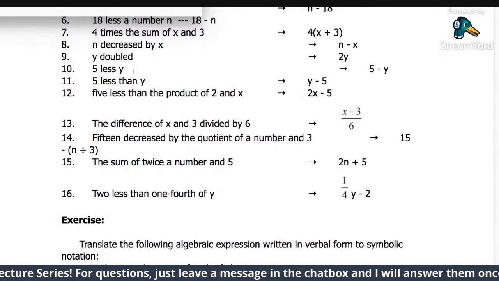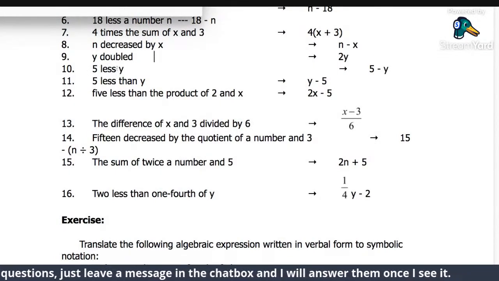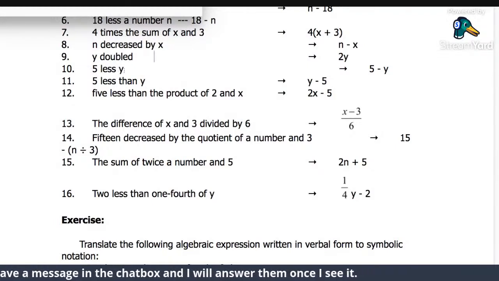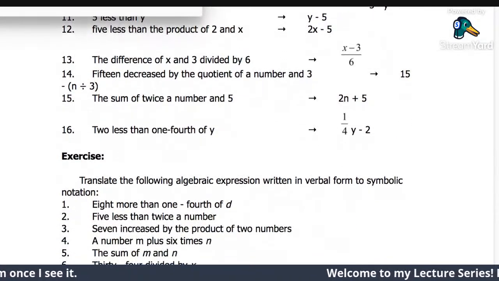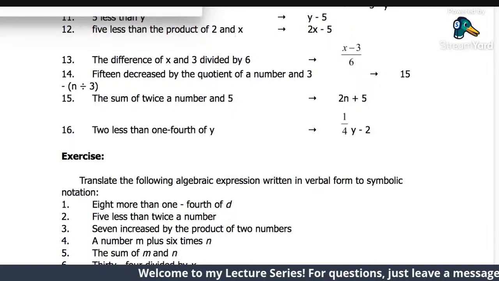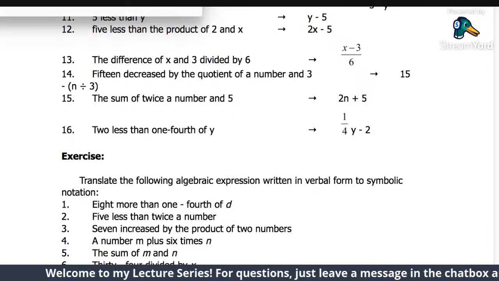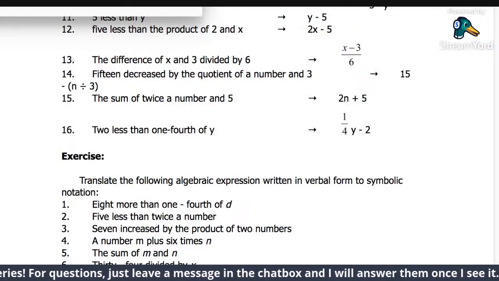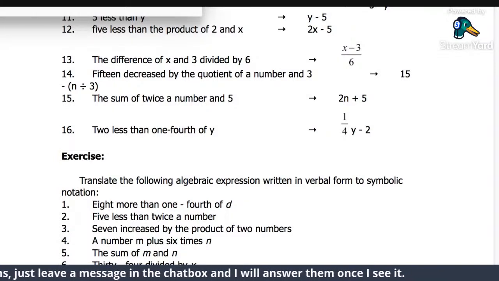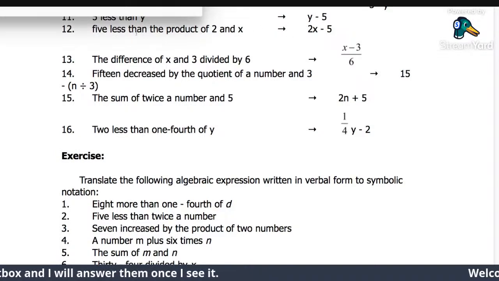Then we have 5 less y. So this is my earlier example. 5 less y is 5 minus y. 5 less than y is y minus 5. Then we proceed. 5 less than the product of 2 and x. So you have 2x, the product of 2 and x is 2x. Since we made use of less than, so that's minus 5.